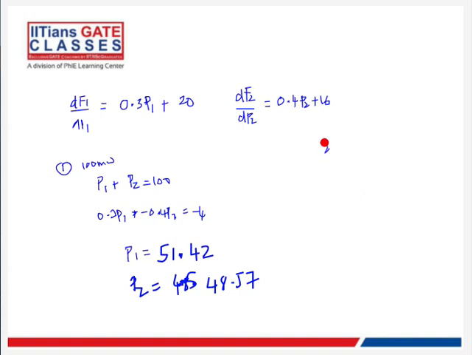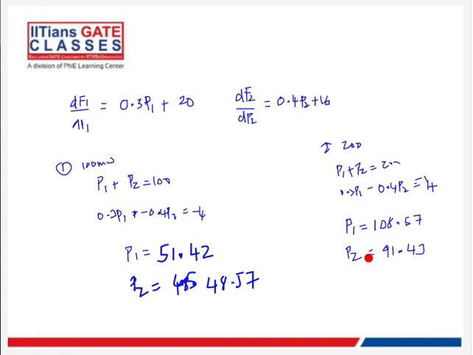Similarly, the second condition is when total load is 200 megawatt, right? In that case, P1 plus P2 is equal to 200, and again the same equation 0.3 P1 minus 0.4 P2 is equal to minus 4. If you solve this, you will get P1 is equal to 108.57 and P2 is equal to 91.43, right? So the first is between 0 and 6 and 18 and 24. This is between 6 and 18, right?